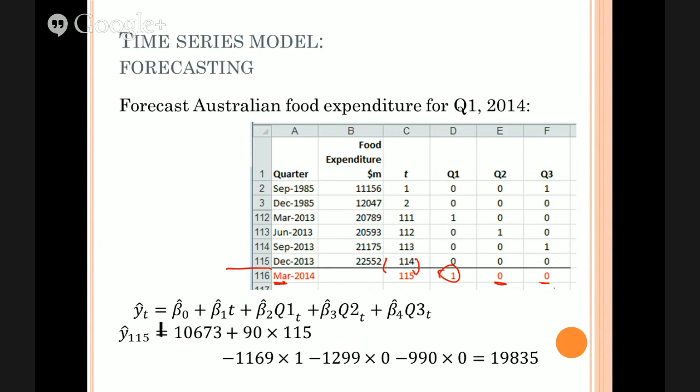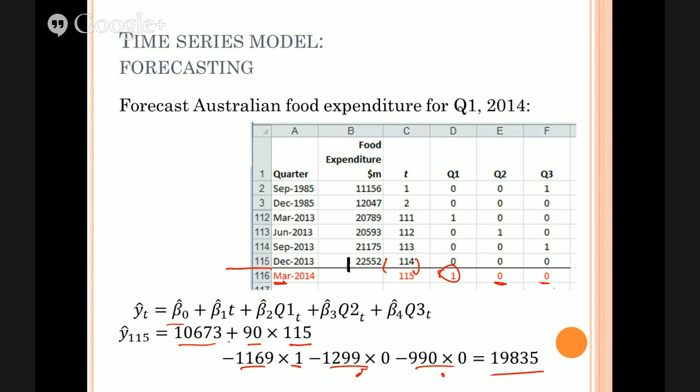So we plug those into our formula here, the intercept plus 89 point whatever it was, which we've rounded off to 90 times 115, minus the coefficient of the Q1, 1169 times 1, minus 1299 times 0, and 990 times 0. We didn't have to write those two out because they're both 0, but we just wrote them out for completeness. And that gives us a forecast of $19,835 million.